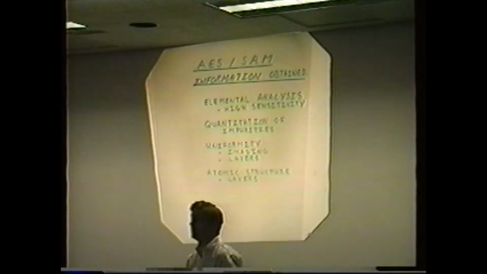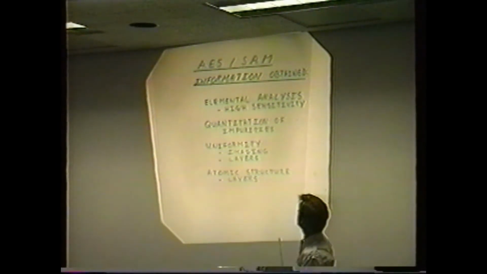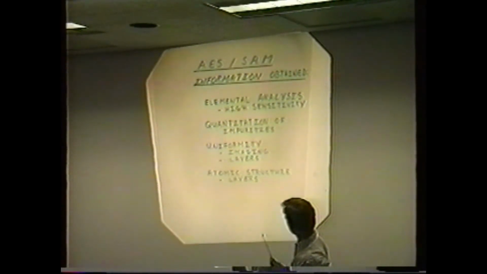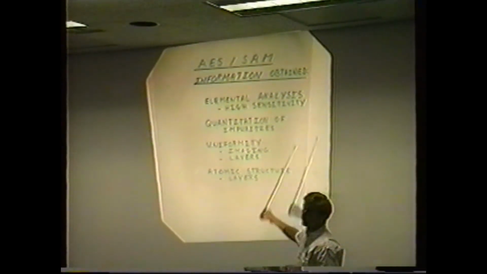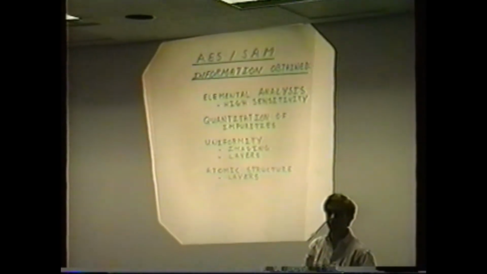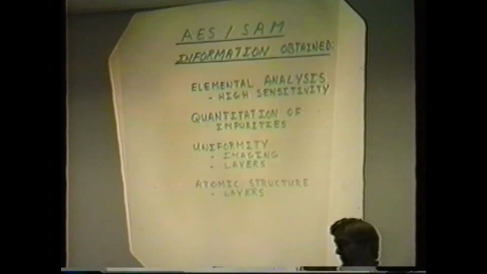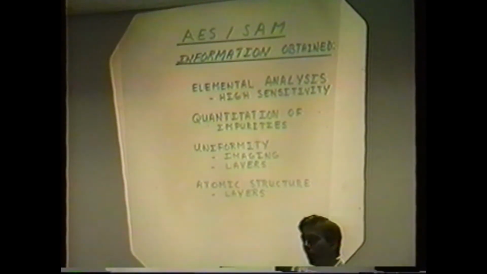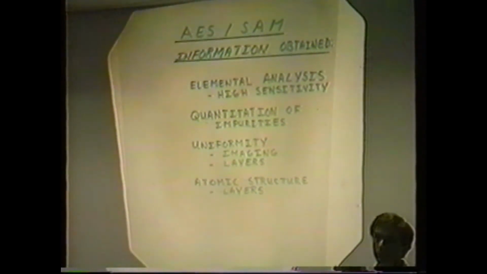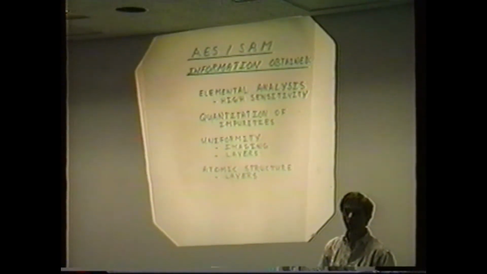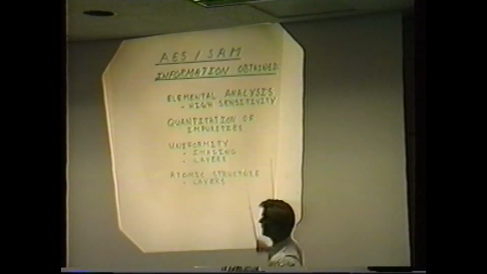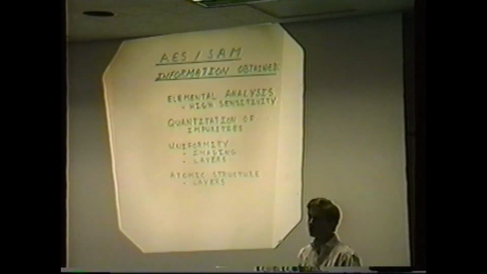The type of information we'll receive from our AES or scanning Auger microscopy will be first and foremost the elemental analysis. You mentioned that we had copper and oxygen. Oxygen, from what we've read, appears to play an important role in the superconductivity properties of the elements. We want to know how much oxygen is in the compound. We can also do quantitation with AES and we'll look at some of the impurities.